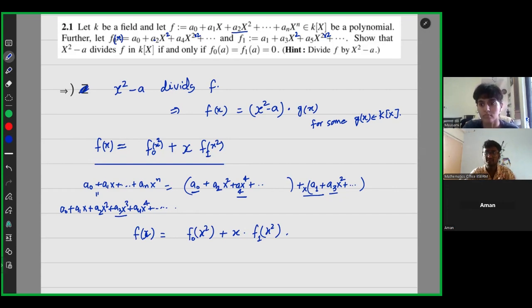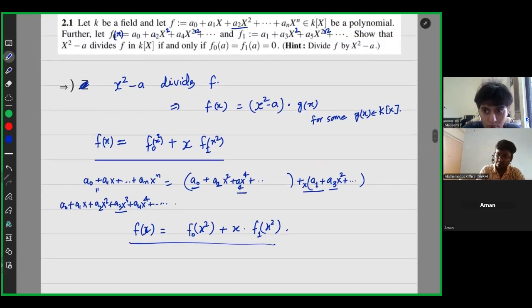Is this correct? You verify it, you will find that this is what is happening here. This is the relation between f0, f1. So now we come to the proof.